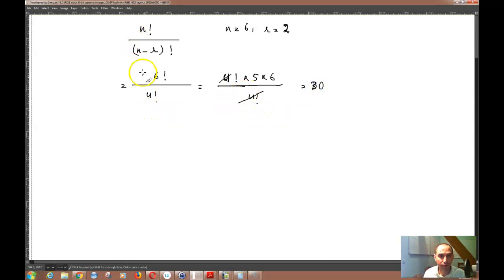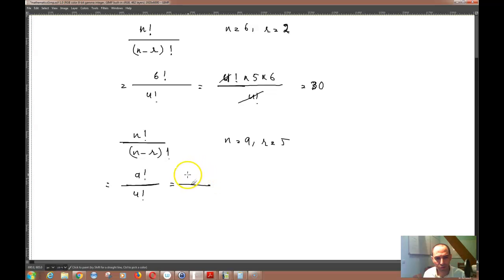Or basically again the same thing, n factorial over n minus r factorial, when n is equal to, for example, 9 and r is equal to 5, would be equal to 9 factorial over 4 factorial, which is equal to 4 factorial times 5 times 6 times 7 times 8 times 9, and divide that by 4 factorial. Simplify these to get 30 times 72 times 7. So that's 30 times 7, which is equal to 210.